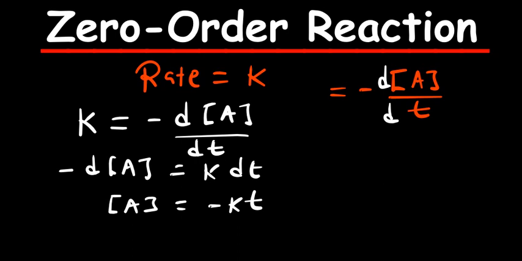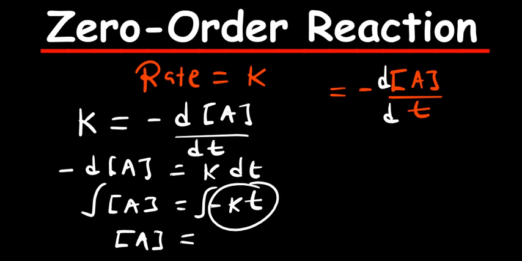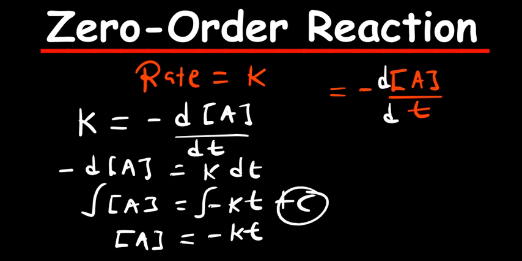We've differentiated. Now I'm supposed to integrate. So when I integrate, the concentration of A that I'll get will be equal to, when I integrate the right side as well, just negative KT. Now whenever you're integrating, you're always adding a plus C. This is a constant.